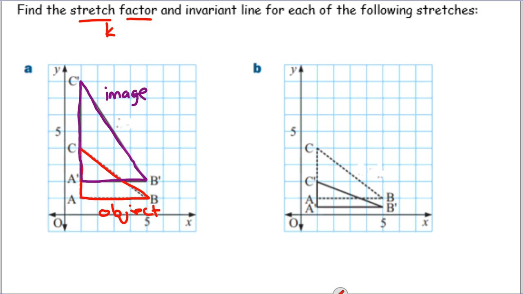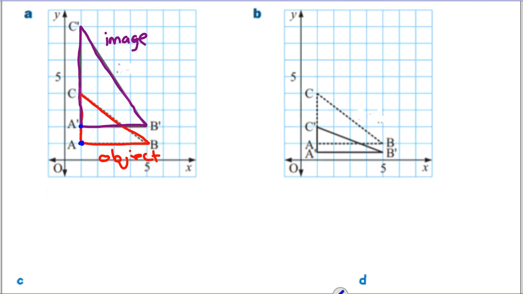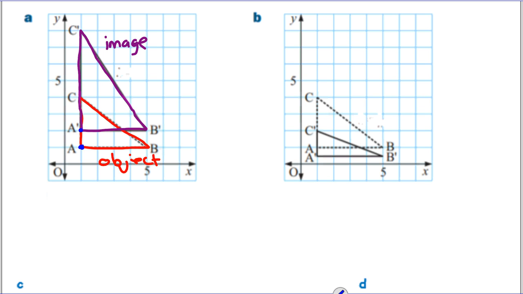What I tend to do is look at a point like A going to A dash. Generally you can see it's not stretching out sideways at all, it's only stretching upwards. So that means our invariant line has to be a horizontal line. And in this case, if you see it going from A to A dash, it doubles from the x-axis, and going from C, you go up 4 units, and up to C dash you go up 8 units. So that means the invariant line is consistently the x-axis. Here's our invariant line.